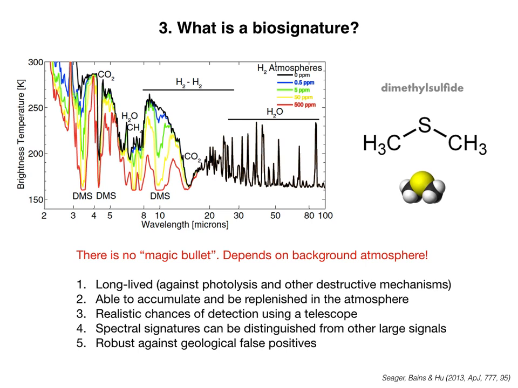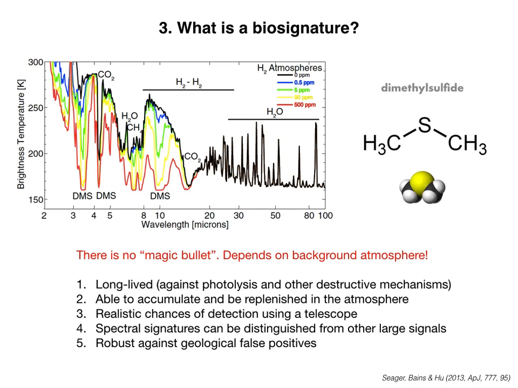And here is a list of 5 properties that one should think about when considering biosignatures. Number 1 is that they should be long-lived against destructive processes like photolysis. Whatever is a biosignature gas should be able to accumulate and be replenished in the atmosphere. They should have realistic chances of detection using a telescope. One should be able to distinguish the spectral signatures from other large signals due to molecules that have nothing to do with life. And they should be robust against geological false positives.